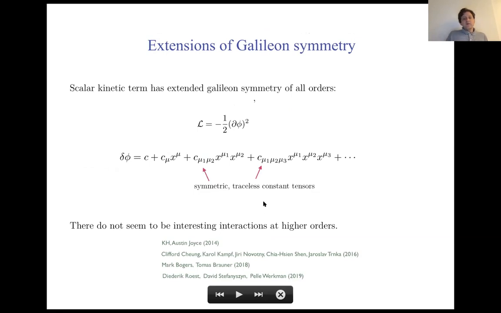We could try to go further. So the kinetic term has, in fact, an arbitrary symmetry where we allow arbitrary powers of x multiplied by symmetric traceless constant tensors. But there doesn't seem to be any interesting interactions that you can write at higher than second order in powers of x. So if we allow for these cubic terms, for example, you can always write those boring interactions with multiple derivatives of the field, but there's no interesting Wess-Zumino-like terms or special Galilean-like deformations.